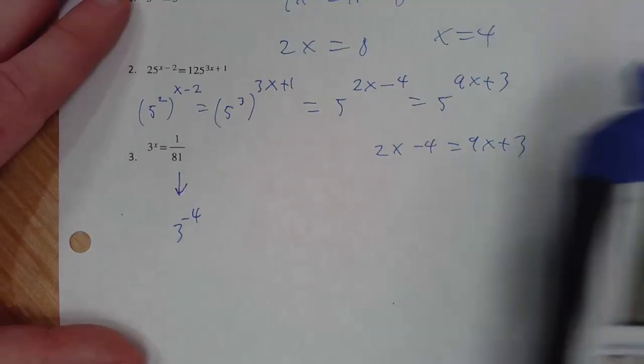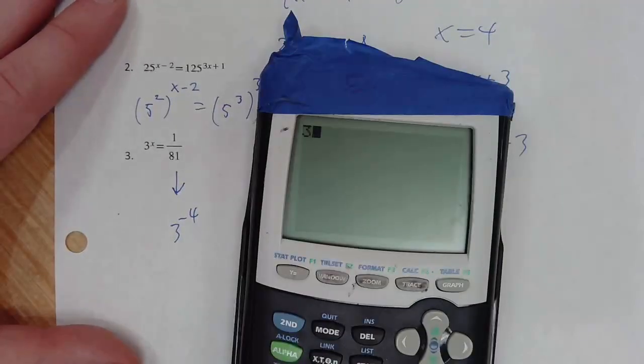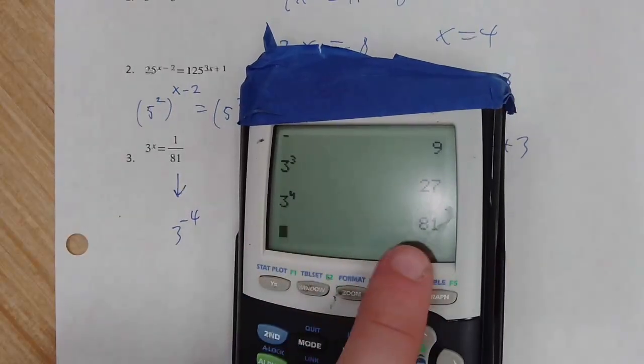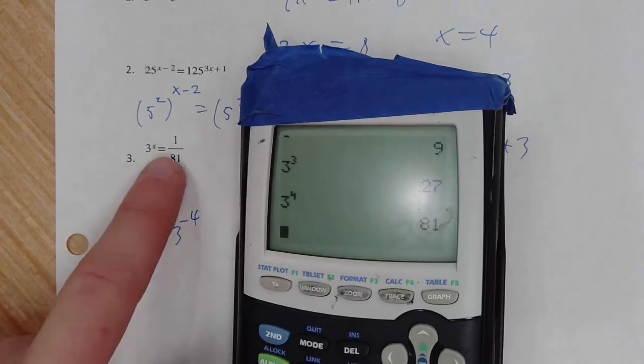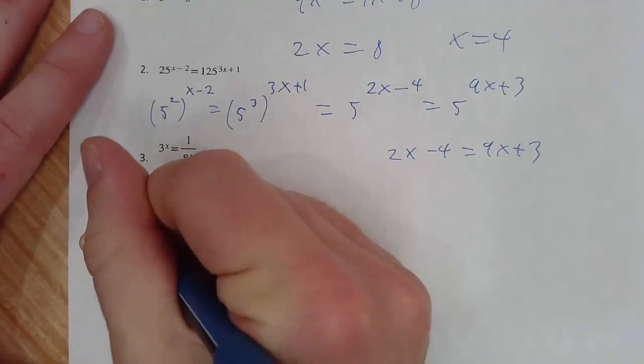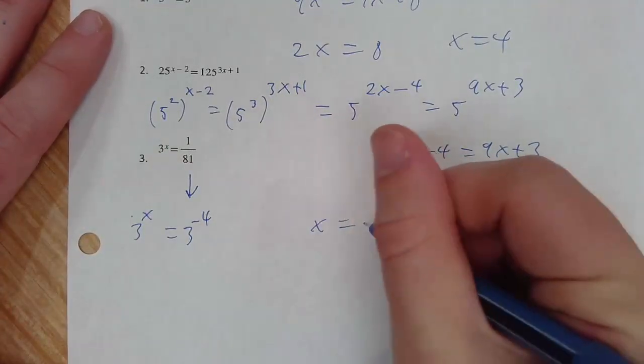You're like, Mr. Kelly, how would I know that? Well, if you go through 3 squared, 3 to the 3rd, 3 to the 4th, you would see that 3 to the 4th is 81. Therefore, 3 to the negative 4 is 1/81. So that's 3 to the negative 4, and that's 3 to the x. Then you can say that x equals negative 4.